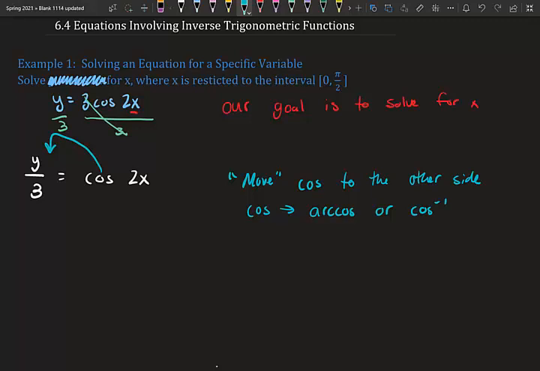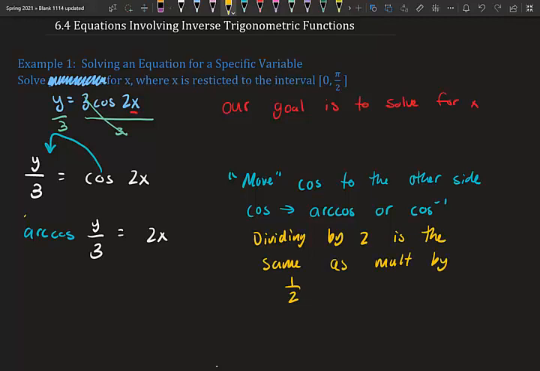So when we move it over, it becomes arc cosine y over 3 equals 2x. So now we can get x by itself. But we're not going to divide by 2, because the answer is just going to look horrible. So instead of dividing by 2, we're going to multiply by 1/2. Because remember, dividing by 2 is just multiplying by 1/2.